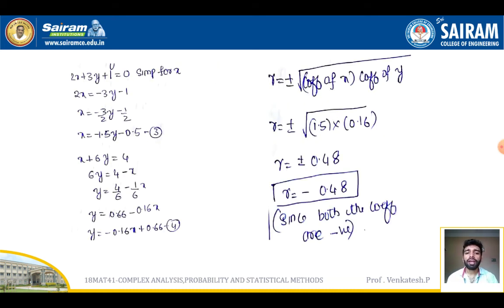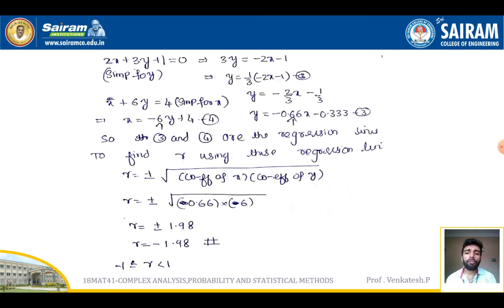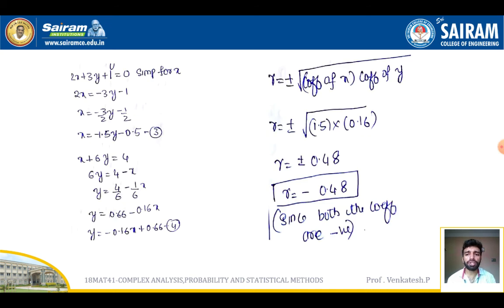So next one. And here we can observe that the value we got is minus 1.98. So since the value of r ranges between minus 1 and plus 1, we can't consider these two as the lines of regression actually. So I'm going to interchange the lines of regression now. So now I'm going to simplify this equation with respect to x and this one with respect to y.